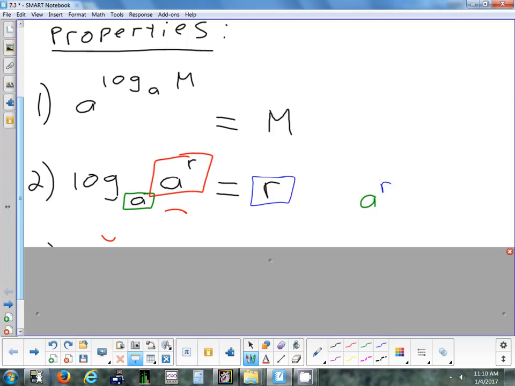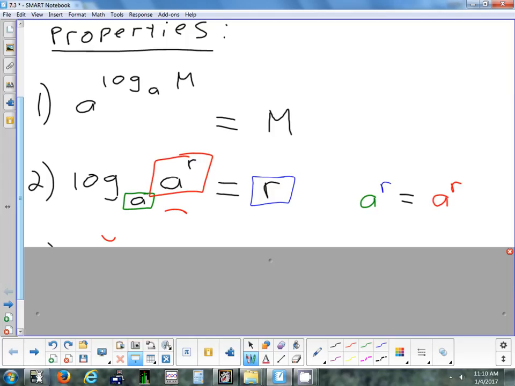R. That was the exponent. And the only thing I have left is the argument, A to the R. So the reason why this formula is true is it's just saying that something is always equal to itself. That's all that this rule says.